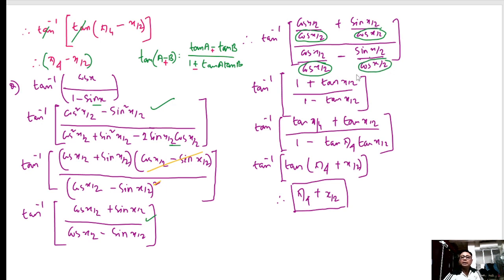So we are getting (1 plus tan x by 2) by (1 minus tan x by 2). This 1 can be written as tan pi by 4, and this is 1 into, so that is why that 1 is written as tan pi by 4. So it is looking like (tan a plus tan b) by (1 minus tan a tan b). So it is the formula of tan (a plus b), and it is tan (pi by 4 plus x by 2).